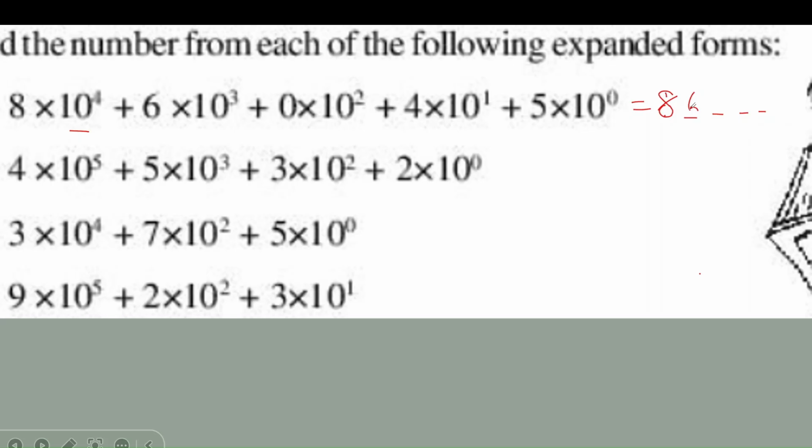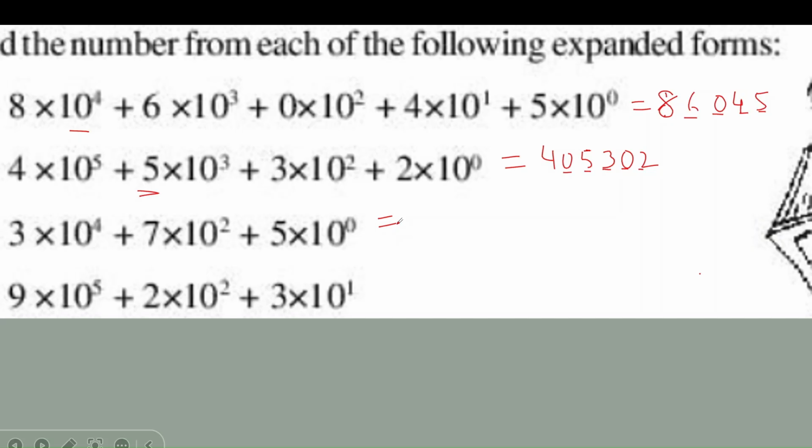Then 0 times 2, so 0 will be filled here. Then 4 and then 5. This will be 4, and then I have got 1, 2, 3, 4, 5 places to fill. Now 5 is coming. See, there is no 10 raised to the power 4, right? So we place a 0 there. Now 5 for 10 raised to the power 3, then 3. See, again I do not have 10 raised to the power 1, so I'll fill again a 0 here and then 2 at the end.